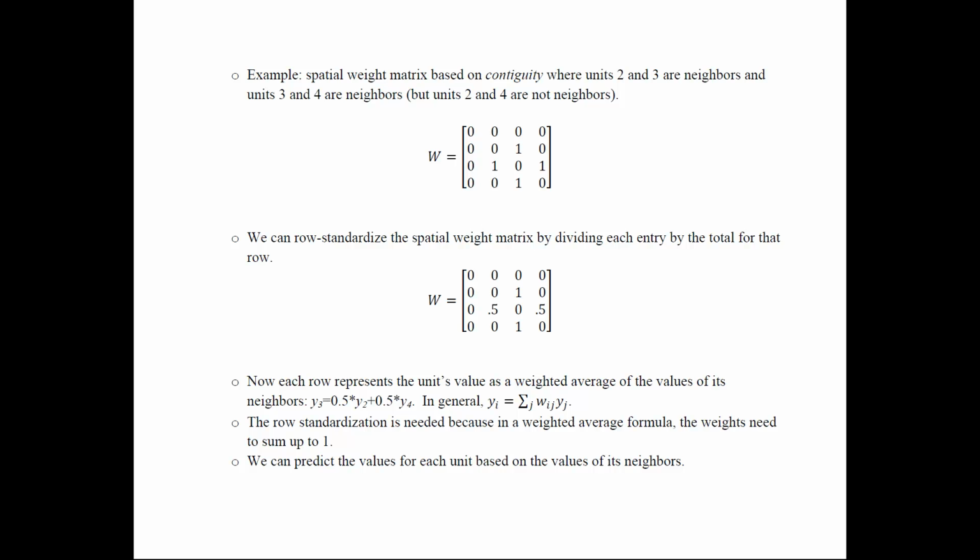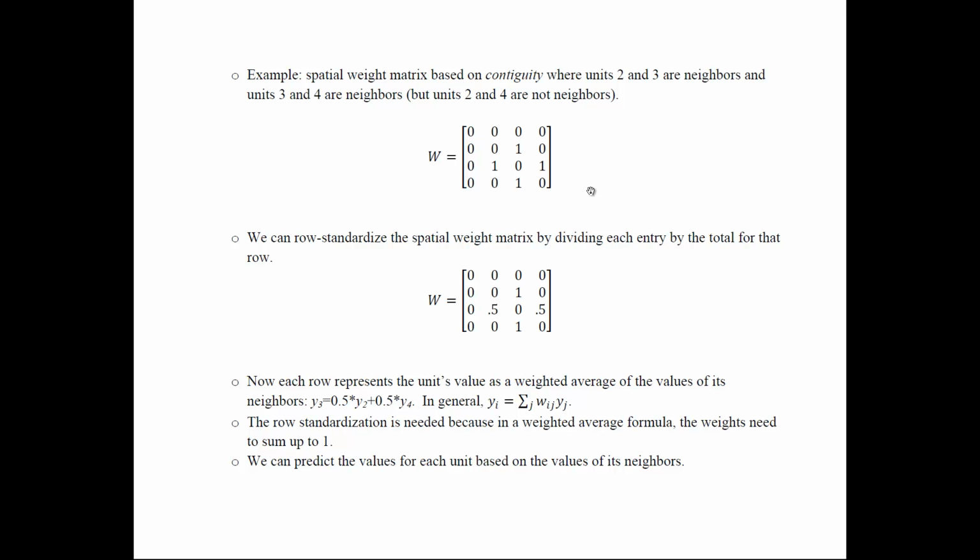So how would this spatial weight matrix look? Okay, if units 2 and 3 are neighbors, we would have row 2, column 3 equal to 1, and then row 3, column 2 equal to 1, because 2 is a neighbor of 3 and 3 is a neighbor of 2. Now we also have that units 3 and 4 are neighbors, therefore this would be equal to 1, and units 4 and 3 are neighbors, therefore this would be equal to 1.